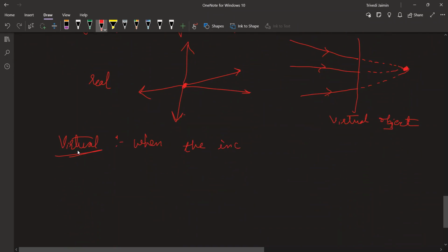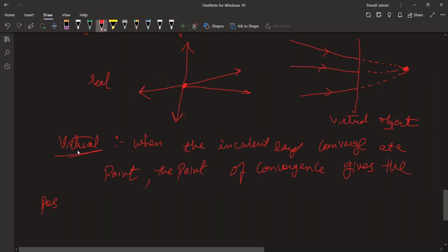When the incident rays converge at a point, the point of convergence gives the position of the virtual object. So this is the virtual object.